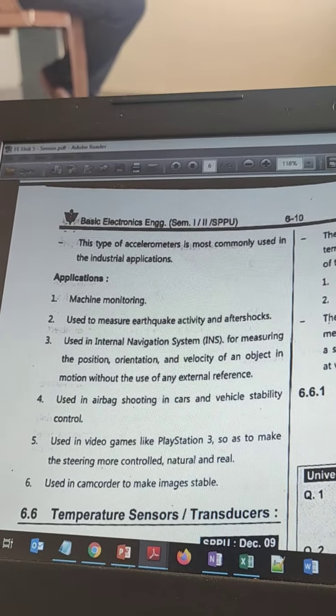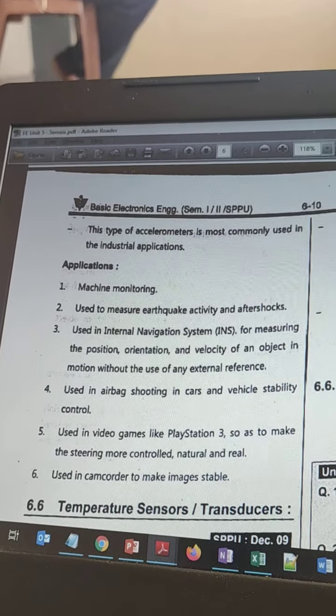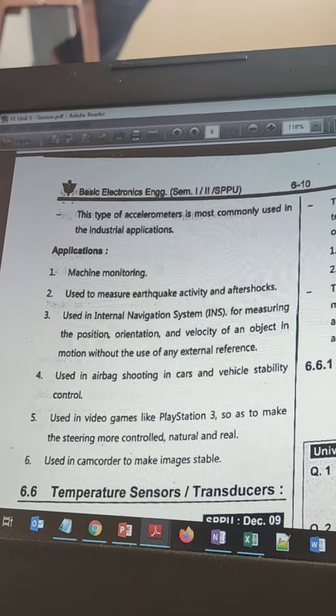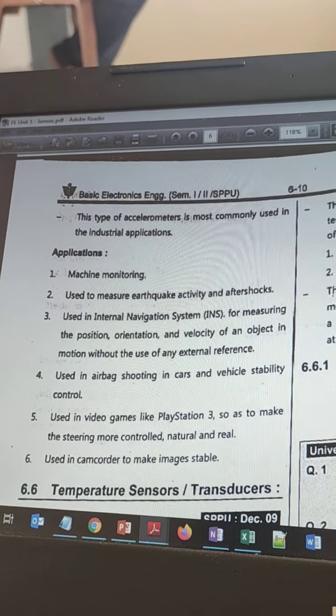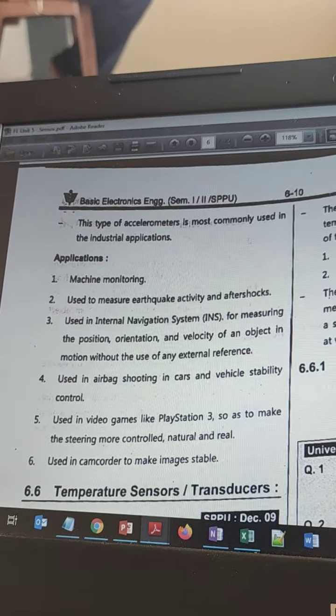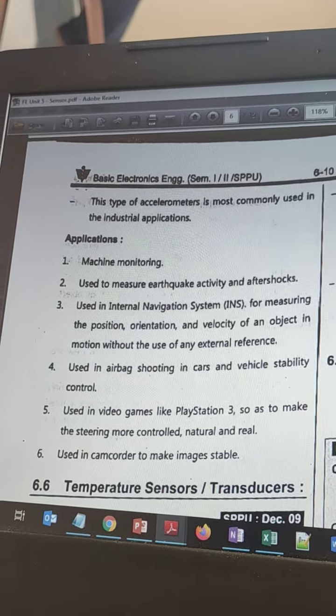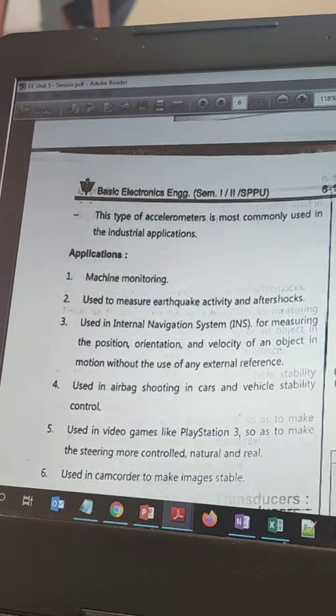Then it is used in airbag deployment in cars and vehicle stability control. It is also used in video games such as PlayStation 3 to make the steering more controlled, natural and real. It is used in a camcorder to make the image stable.